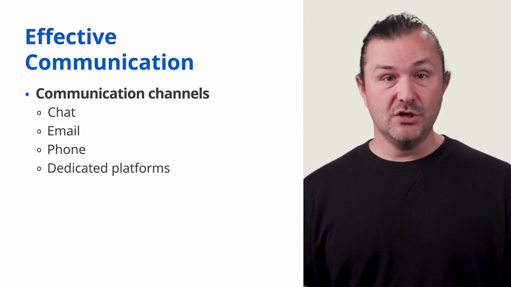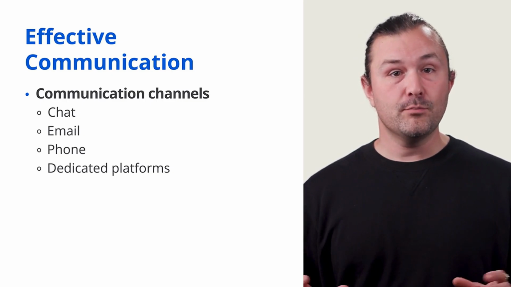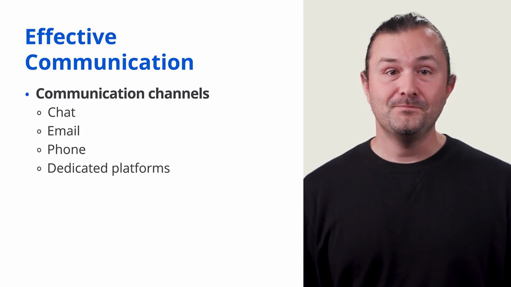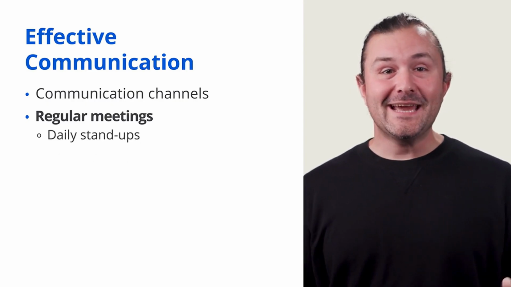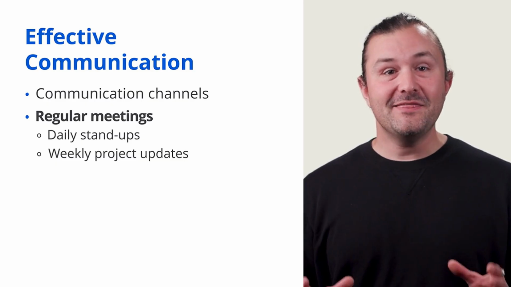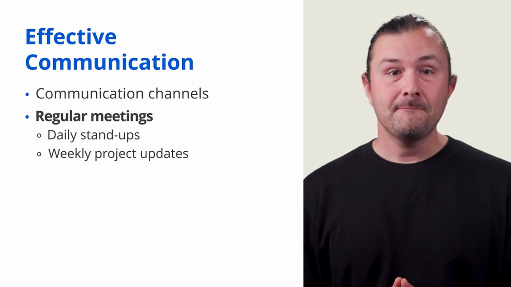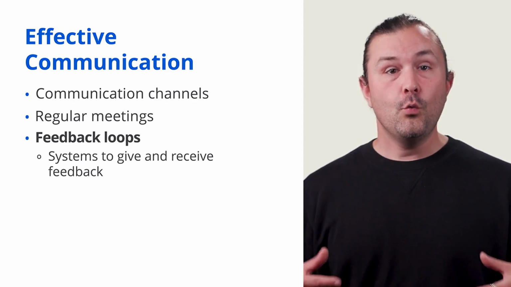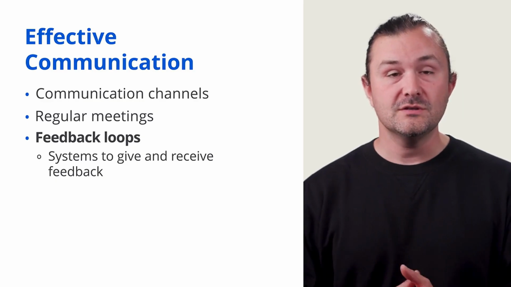For instance, using a chat for quick updates and queries, email for detailed communications, and dedicated platforms for project management ensures that every piece of information is correctly placed and easily accessible. Next, it's important to schedule regular meetings to discuss progress, address challenges, and share updates. Whether daily stand-ups or weekly project updates to executives, these meetings help keep the project timeline on track and allow for real-time problem solving. Another important strategy is establishing feedback loops. This means creating a system where team members can give and receive constructive feedback on work, progress, and issues.